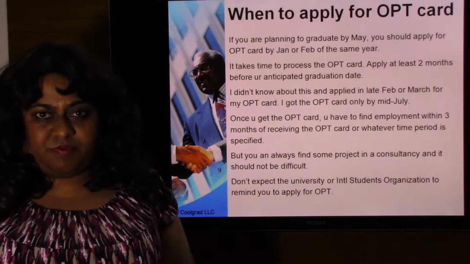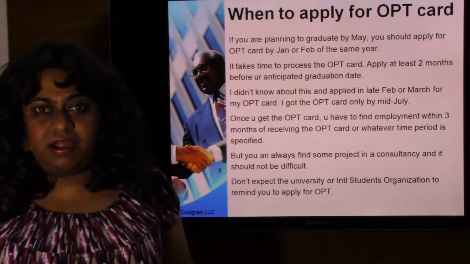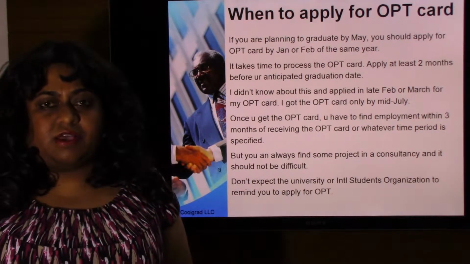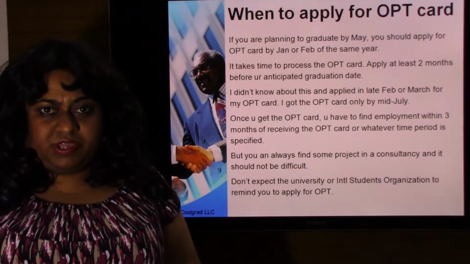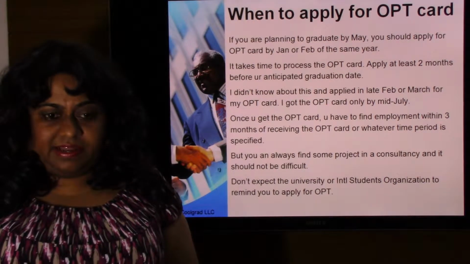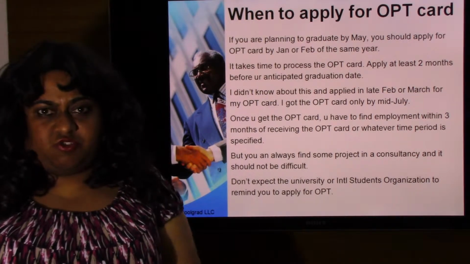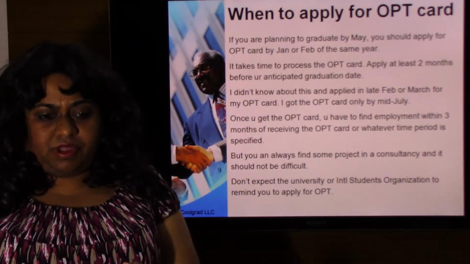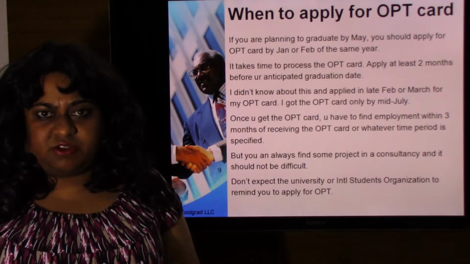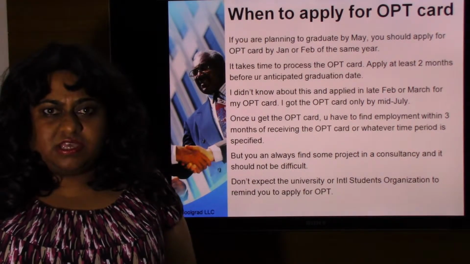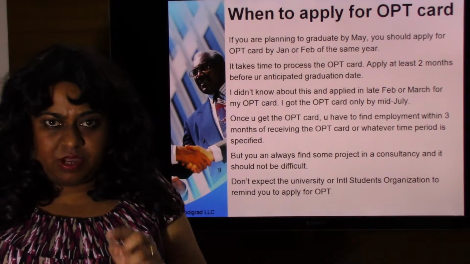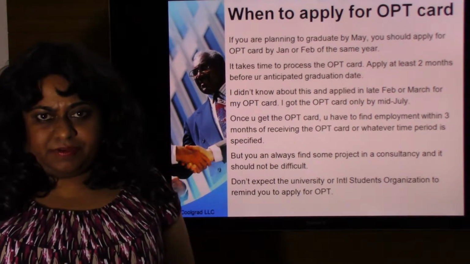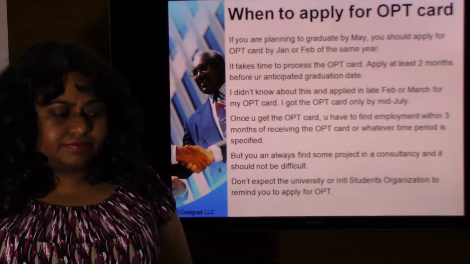Like me and some of my friends, we forgot to apply for OPT card in our MBA program. So instead of applying in February, I applied like in April. And then they took about 2.5 months to issue the OPT card. I got my OPT card in like mid of July. So after I graduated in May, for 2 months I was just sitting there doing nothing, waiting for the OPT card. Remember, you have to remember to apply for your OPT card about 3 months before you graduate. Nobody's going to remind you.